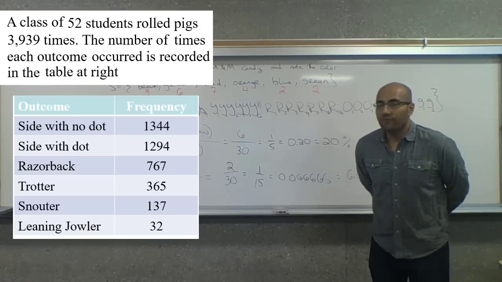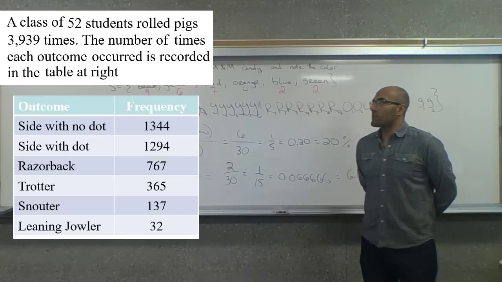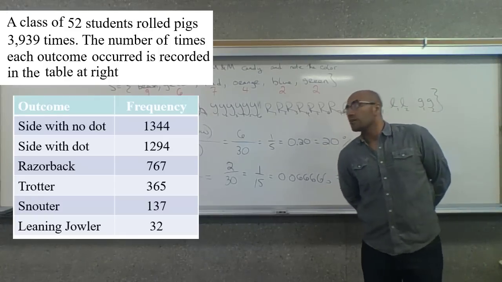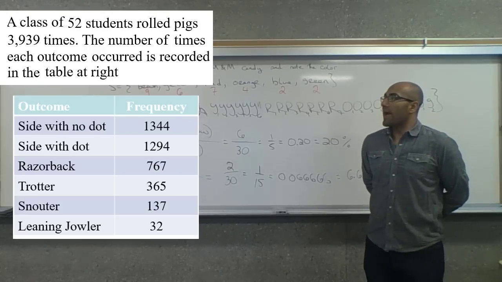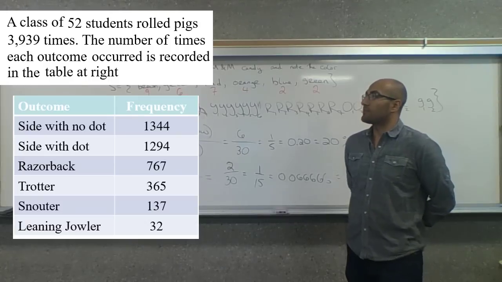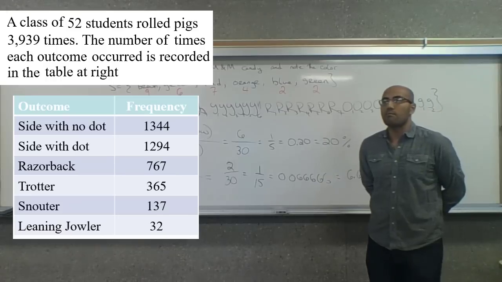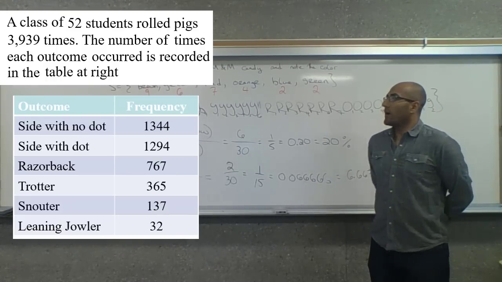Snouter is when you lean forward just touching the nose. And it landed that way 137 times. And it landed forward touching the nose and an ear 32 times. So those are the results. Based on that, we can get a pretty good feel for what the probability of these positions is, right? Obviously the leaning jawler is the most rare, probably the one that's worth the most points.